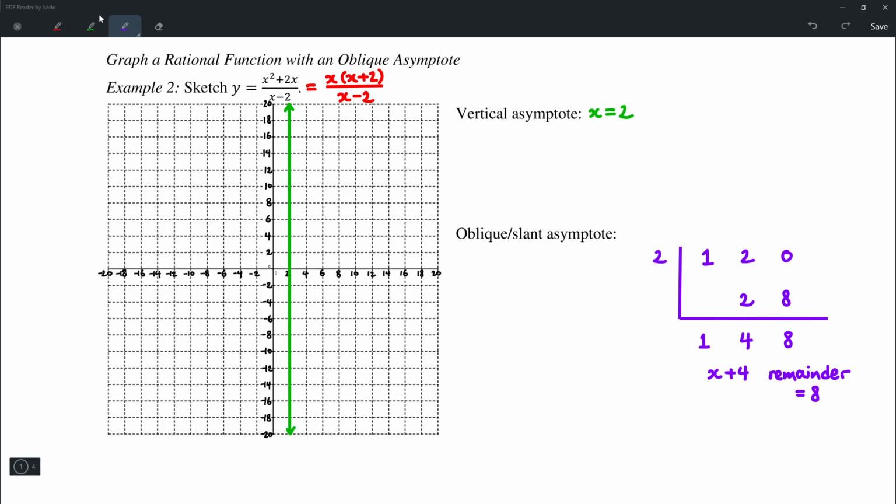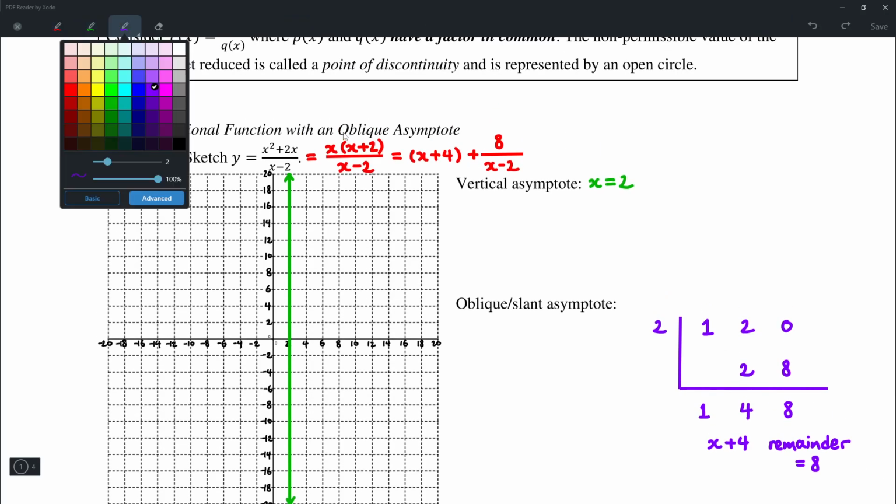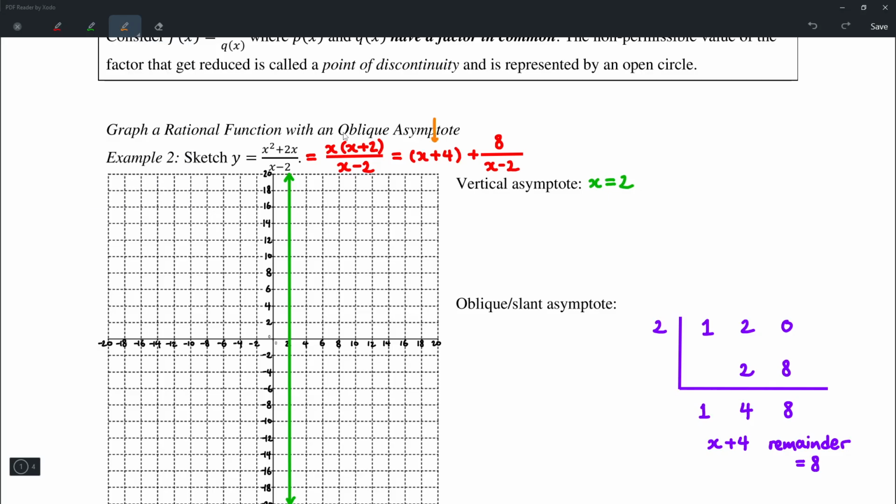And that allows us to rewrite our function as x plus 4, which is the quotient. The remainder is 8, and is still being divided by x minus 2. So it's just another way of writing a kind of division statement. This first part is the quotient. The 8 is the remainder. And x minus 2 was the divisor, or the denominator.